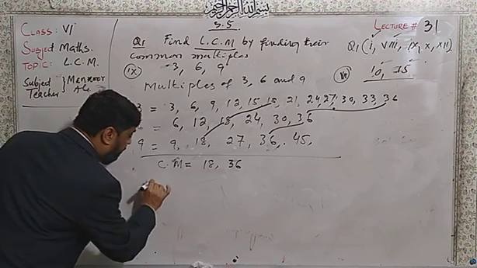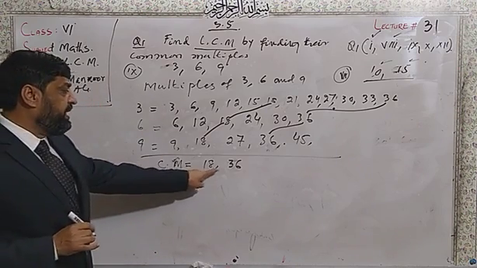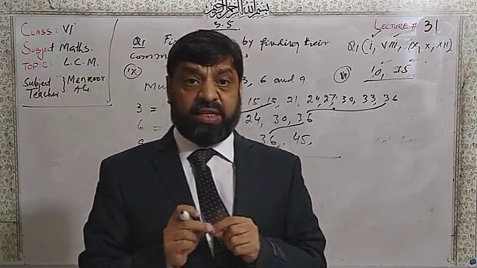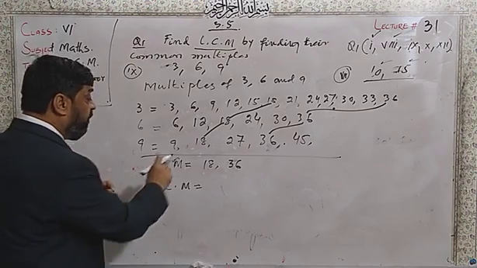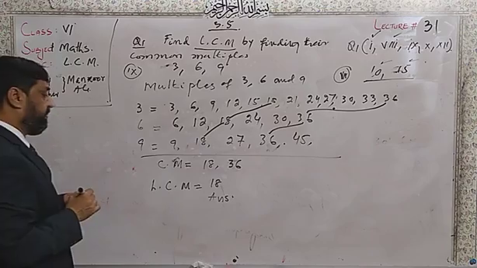From this, I will again say which is the LCM of these numbers, meaning 18 and 36. Least means the smallest number. The smallest number is 18, and here 18 will be the LCM.